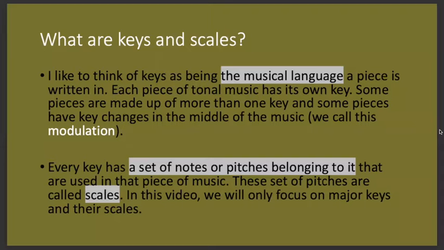What are keys and scales? I like to think of keys as being the musical language a piece is written in. Each piece of tonal music has its own key. Some pieces are made up of more than one key, and some pieces have key changes in the middle of the music. We call this modulation.